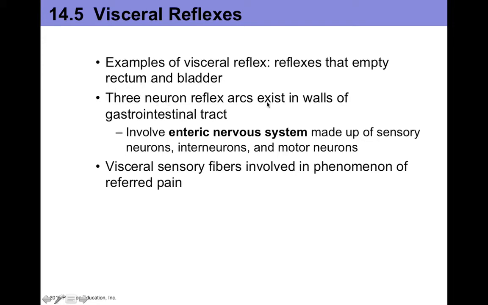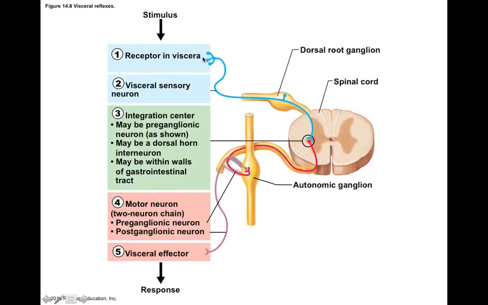Now, 3 neuron reflex arcs exist in the walls of the GI tract, and these involve the enteric nervous system, which is made of sensory neurons, interneurons, and motor neurons. The visceral sensory fibers are involved in the phenomenon of referred pain as well. So if you look at an autonomic reflex arc, it looks a little different here, but it still has those 5 key components.